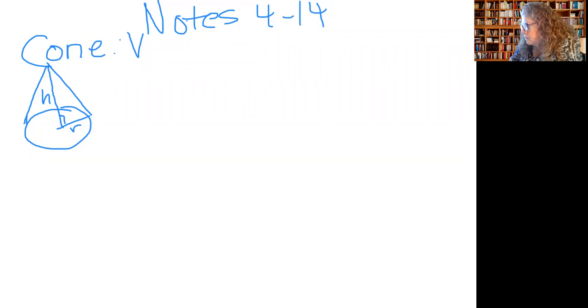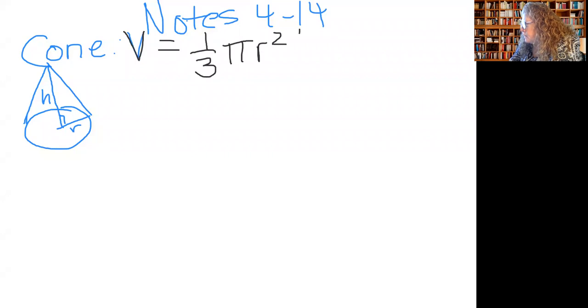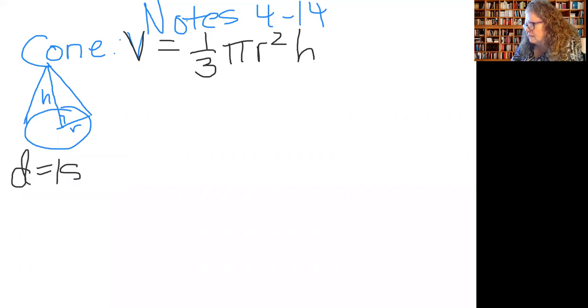So the volume of your cone, let me change colors here. The volume of your cone is 1/3 pi r squared h. Now, when you're looking at the problems on the paper, you don't need to copy the problems. You need to just write down the information. So they tell me that the diameter all the way across is 18 and the height is 18.